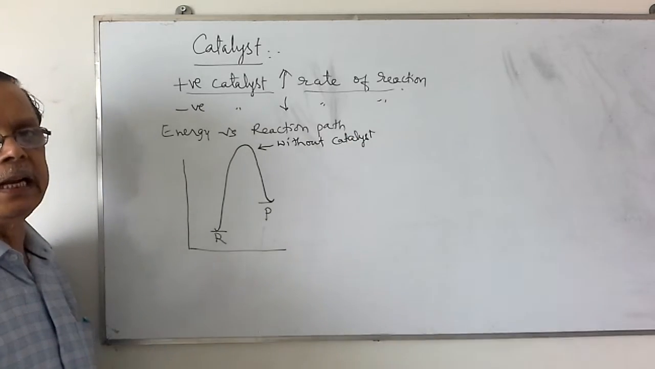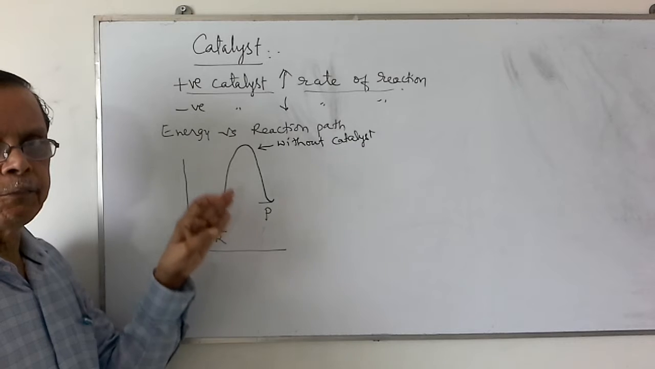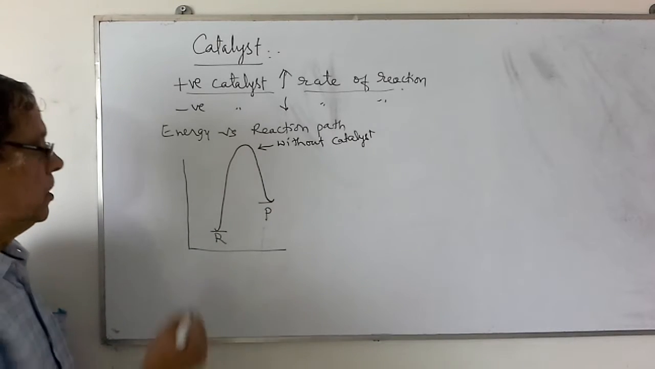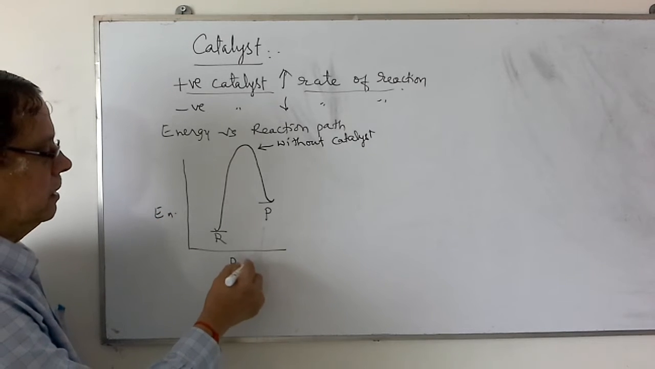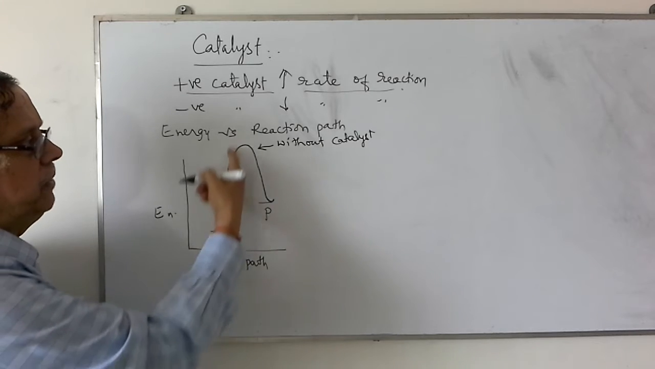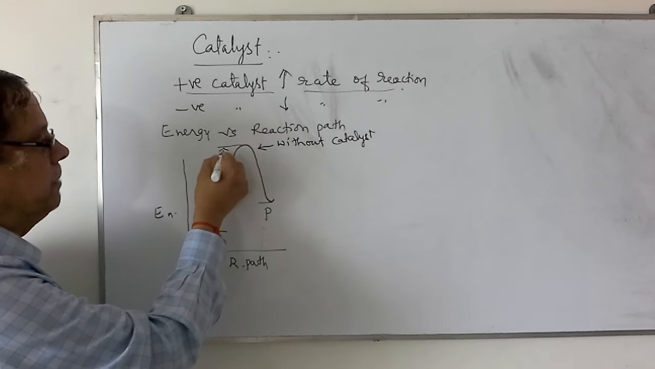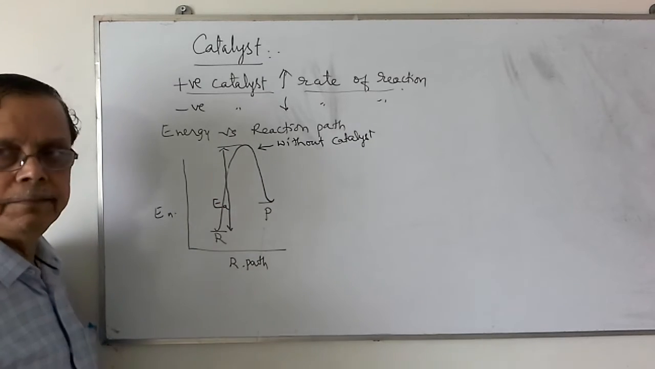Then when you add a catalyst, there is a change in the reaction path in such a way that the reaction proceeds via lower energy of activation. So this is energy versus the reaction path. Without catalyst, if this is the reaction path, then the energy of activation can be calculated by taking the difference of these two. This is the energy of activation.